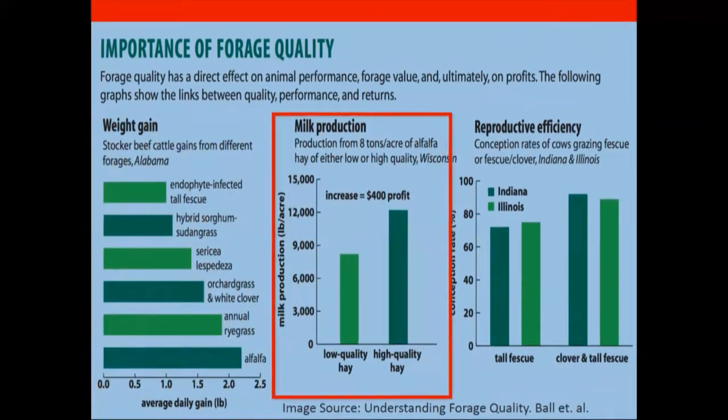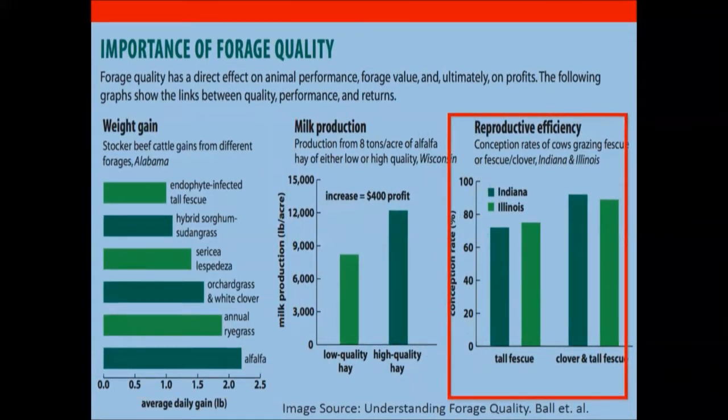From a milk production standpoint, you can see that when dairy cows are fed a low quality hay, their milk production is going to be less than 9,000 pounds per acre. However, when they fed them a high quality hay, their milk production was significantly higher, even above 12,000 pounds per acre. So it's very, very important, especially with dairy cows, to feed them high quality forage so they can meet their nutritional needs.